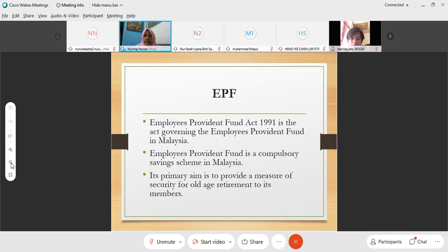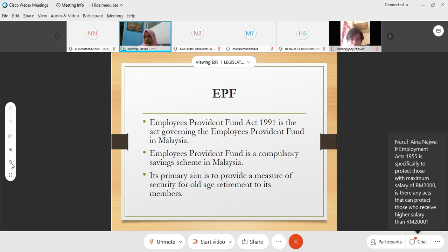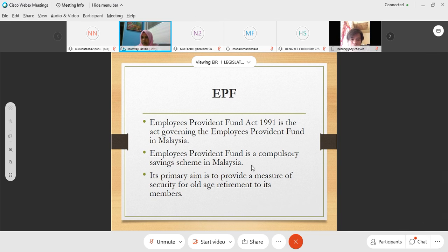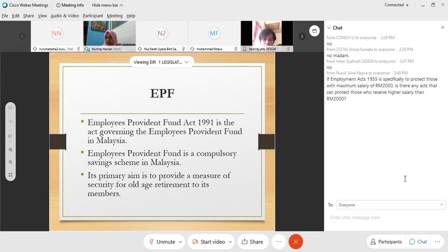Okay, so is it clear? Yes, madam. So now we have looked into the legislation. You must know when to use EPF, when to use trade union, when to look for SOCSO, OSHA, or the Employment Act, and also the Industrial Relation Act. Okay. So there's a question here.